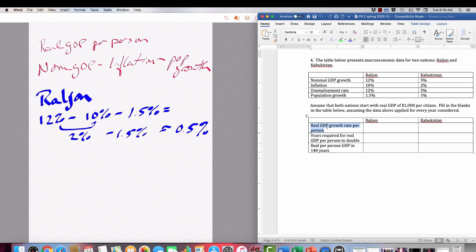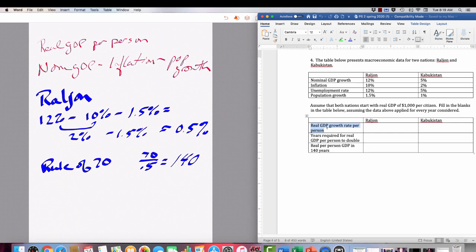Now, the years it's going to take GDP to double requires us to use the rule of 70. Remember, the rule of 70 tells us to take 70 and divide that by your growth rate. Our growth rate is 0.5, so that tells us the number of years it takes income to double, and 70 divided by 0.5 is 140.